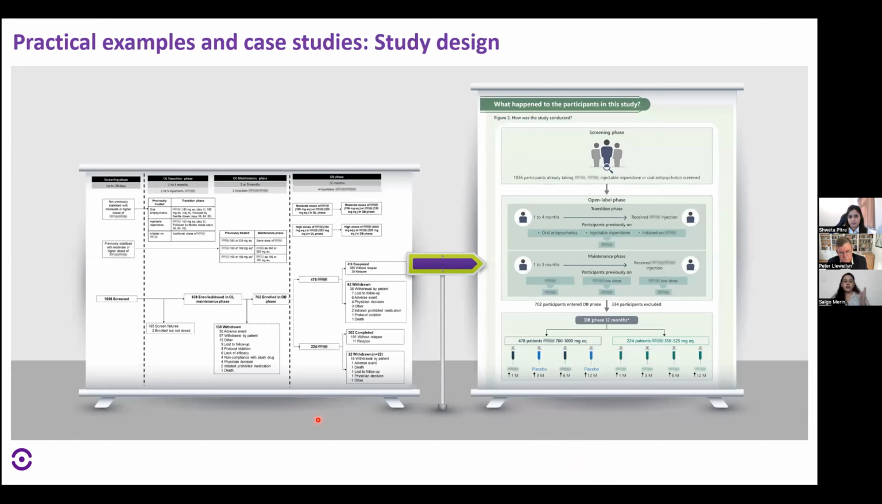So the study design on the left-hand side, which you see, is a published figure. This is from a non-inferiority trial. If you see, there are around four different phases within this study design. The first one was a screening phase, then there was an open label phase, then a maintenance phase, and then a double blind phase.